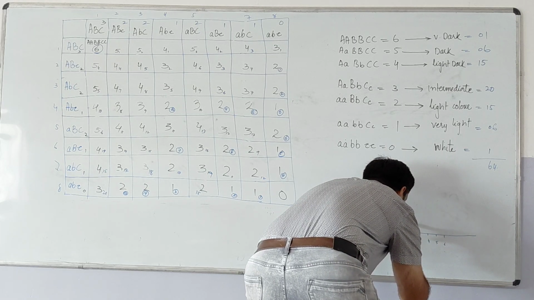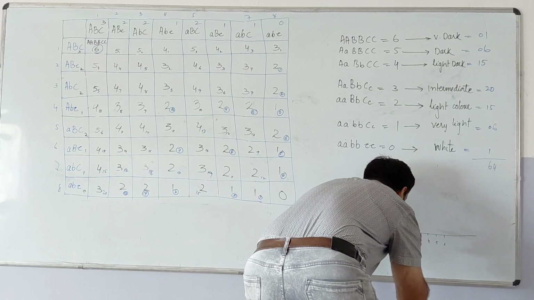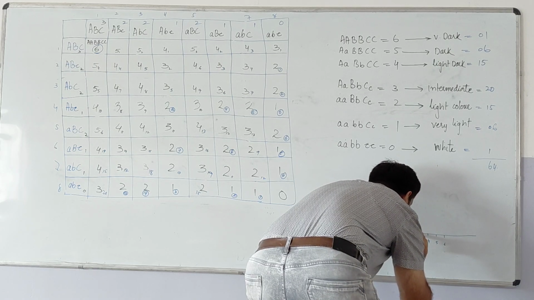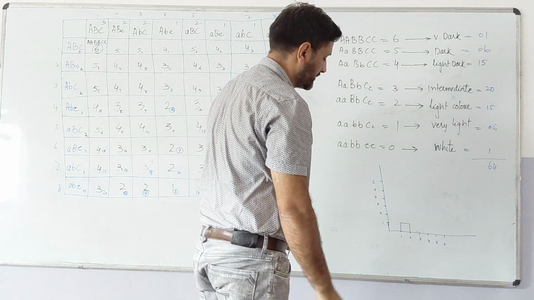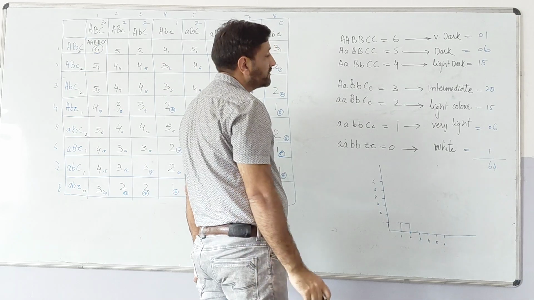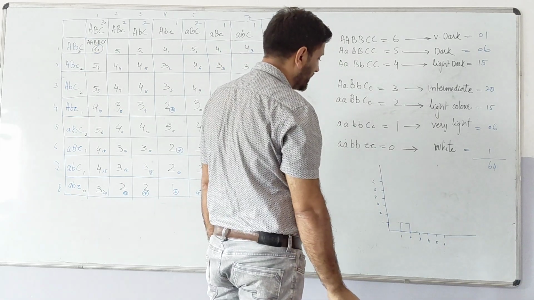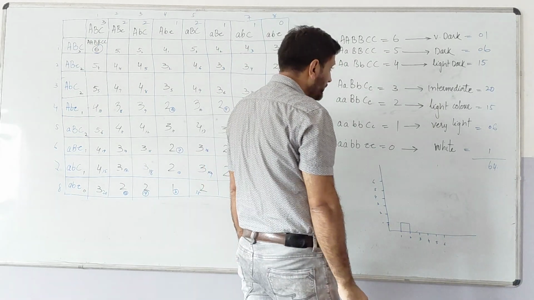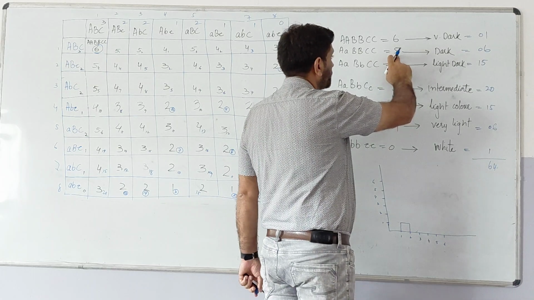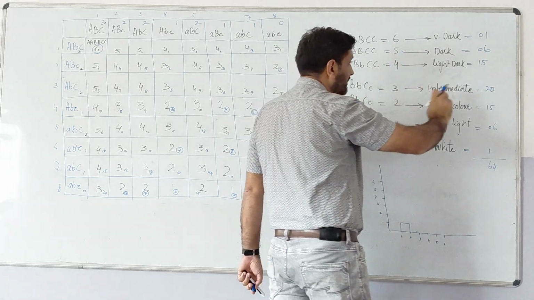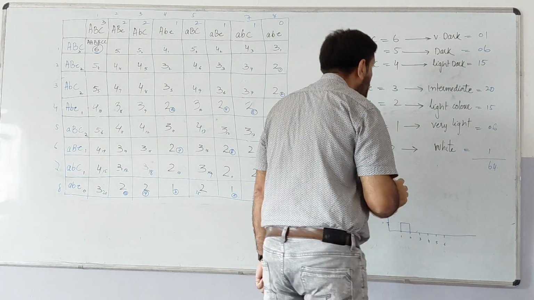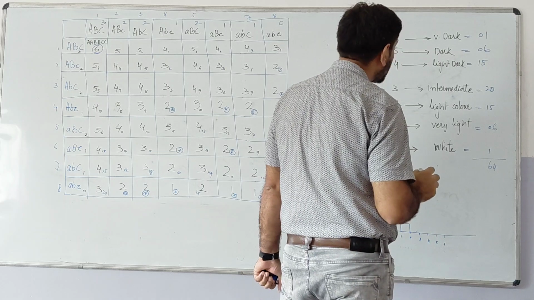This will be one individual with, sorry, with 6 dominant alleles is only one individual. If we have the second one with 5 dominant alleles, then we will have 6 individuals. Sorry, only 6.